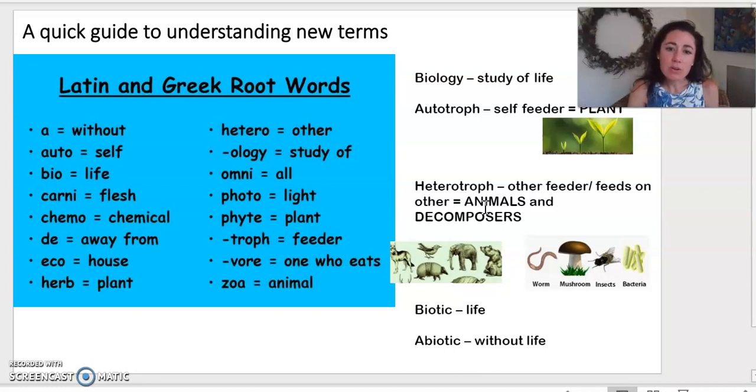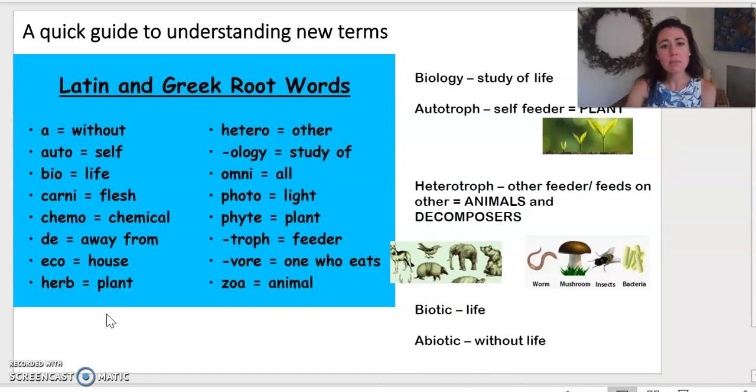And then over here, my heterotrophs, if I look at this, I have the word feeder and other. It needs to feed on others to get its energy. So those are my animals, those are my consumers and my decomposers. And of course, hopefully you're familiar with biotic and abiotic by now.